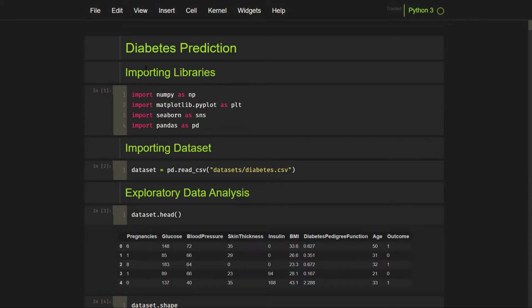So the first part is importing the libraries. Matplotlib and Seaborn are used for data visualization, NumPy for numerical computing, and Pandas for data analysis. You might already know this.